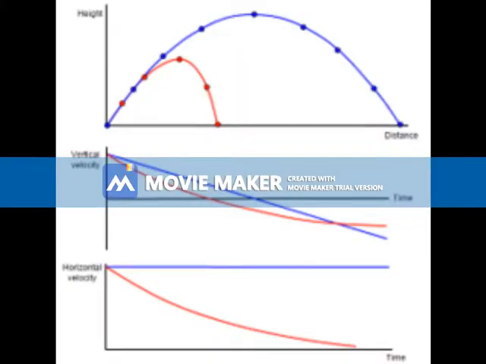Both the range of a projectile and the maximum height that it reaches are affected by air resistance. The diagrams show how generally air resistance affects both the trajectory and the velocity of a projectile. The blue lines show the projectile with no air resistance, and the red lines show what happens when air resistance is taken into account. The maximum height, the range, and the velocity of the projectile are reduced.